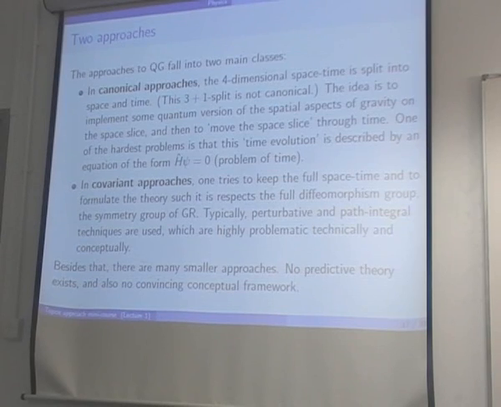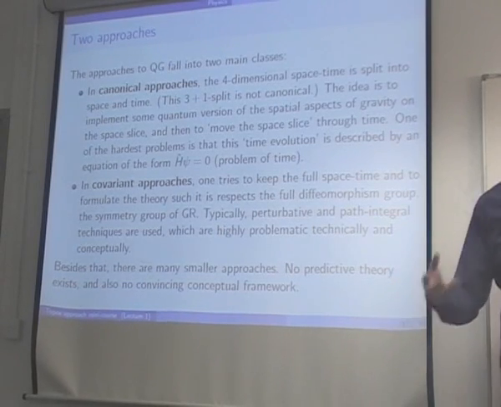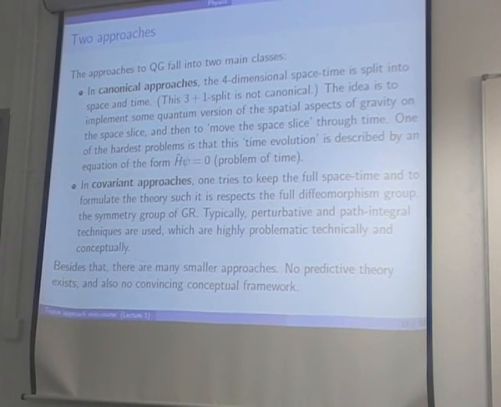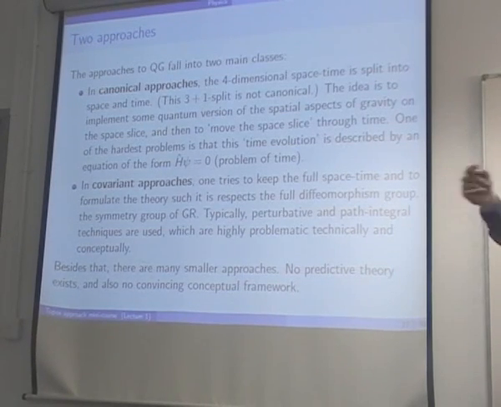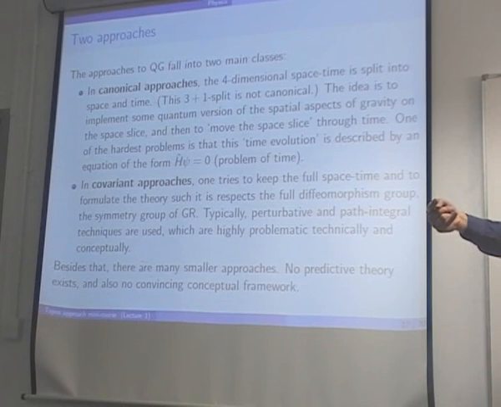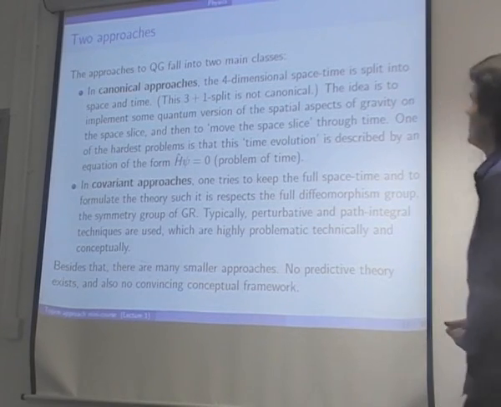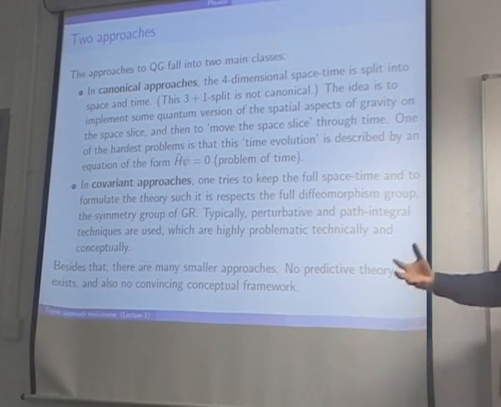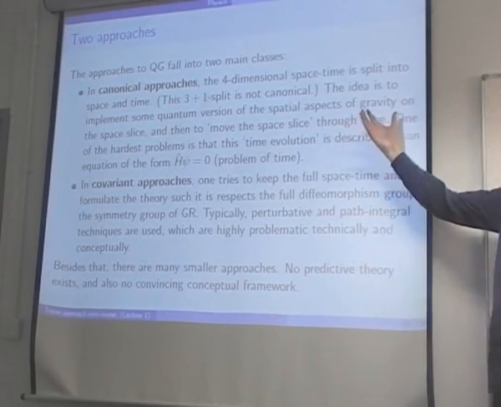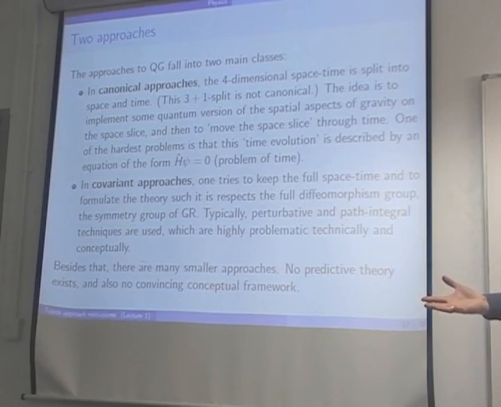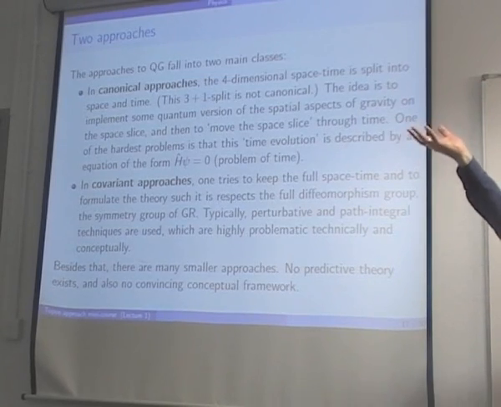And this 3+1 split is not canonical. There are lots of ways of taking space-time and splitting it up into space and time. So you should take care at the end of the day that this particular split that you took does not actually influence your physical predictions. If you do so, then the idea is to implement some quantum version of the spatial aspects of gravity on this 3-slice, and then to move this 3-slice through time.